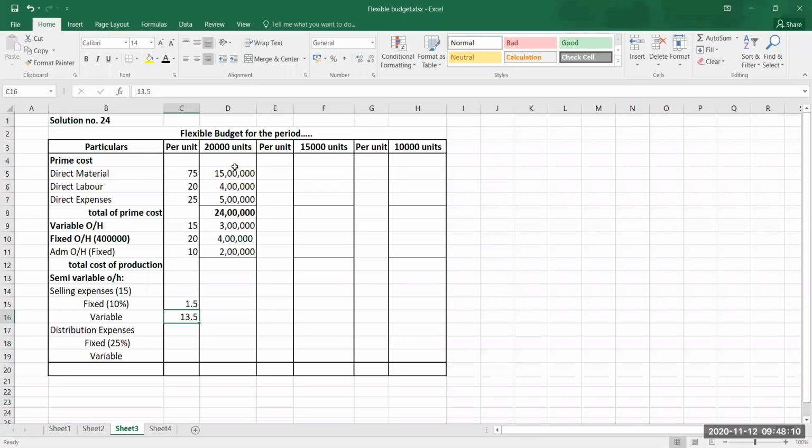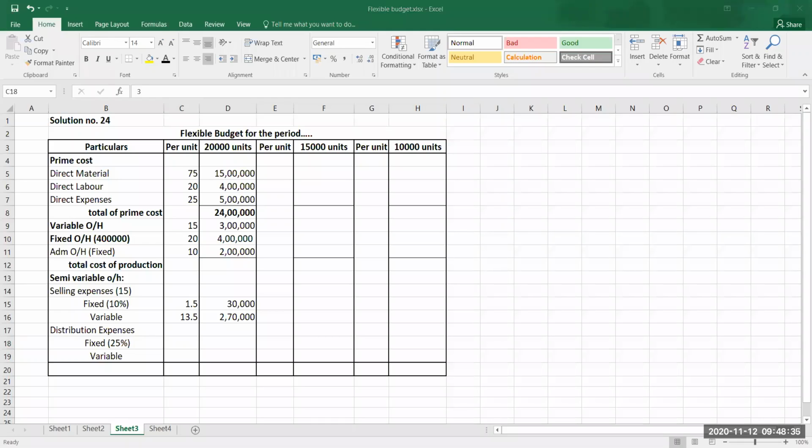Now you multiply with the total number of units. So when I will multiply 1.5 into 20,000, I will get this as an answer. So 13,000 rupees will be the fixed overhead for selling expenses, and 2,70,000 will be your variable expenses. Okay, then same way you will have to do it for distribution expenses.